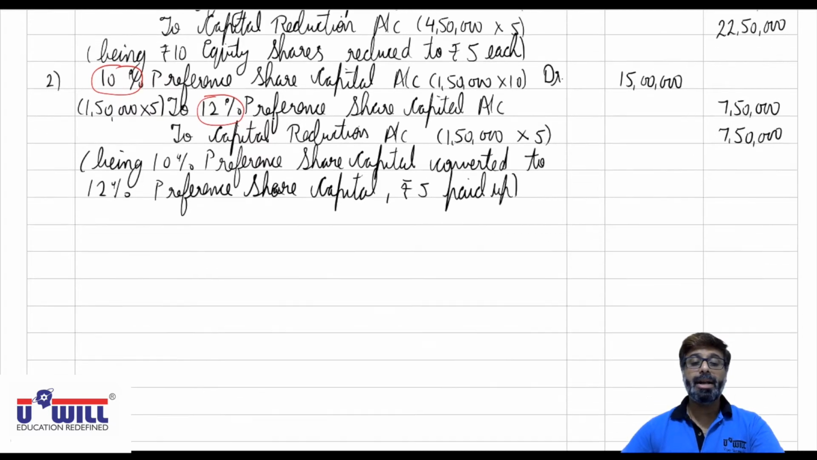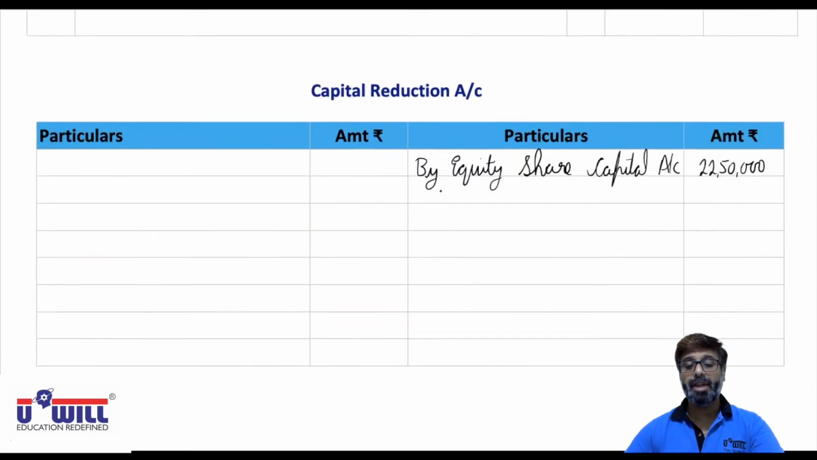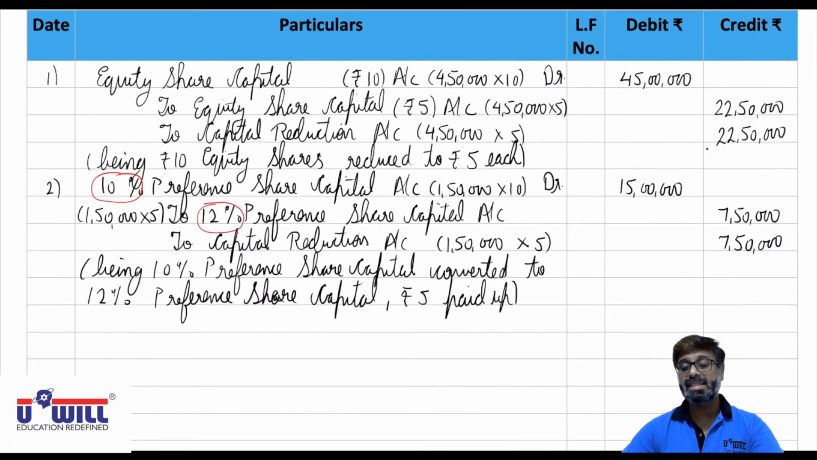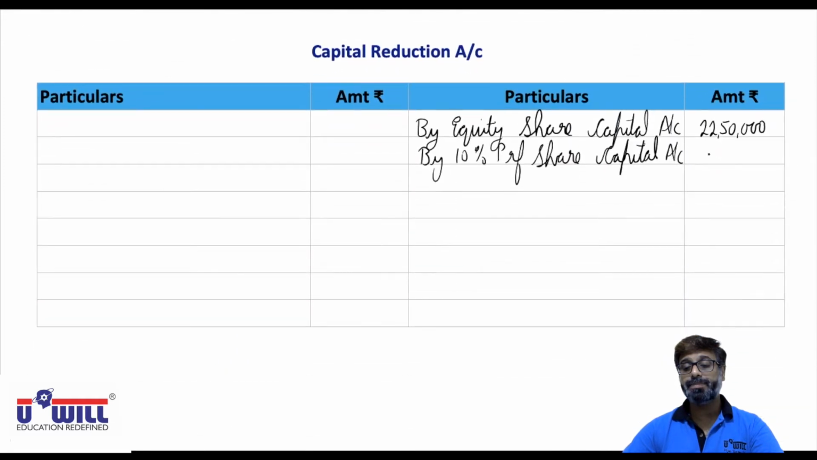Now to capital reduction account. So in capital reduction we'll write on credit side, opposite account, by 10% preference share capital account. Amount will be what they are sacrificing, 7,50,000. Okay, amount will be 7,50,000.